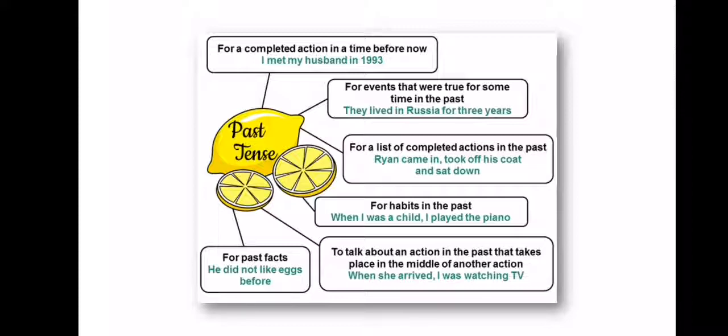Also, to talk about an action in the past that takes place in the middle of another action. This is when you have a combination of two aspects in the past, the simple past and the past progressive, but this is something that I am going to explain ahead in the course. For past facts. Example, he did not like X before. Remember that a fact is something true.